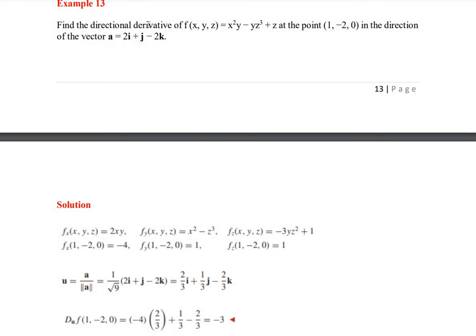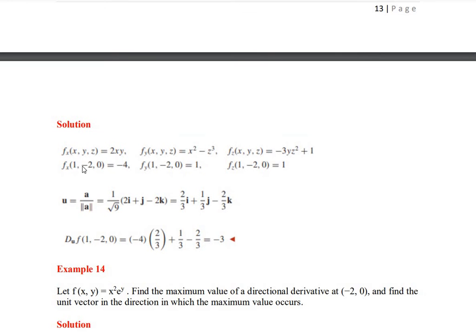Next question: find the directional derivative of f(x, y, z) = x^2 y - y z^3 + z at the point (1, -2, 0) in the direction of the vector a = 2 i cap + j cap - 2 k cap. So the solution is, find the partial derivatives with respect to x, y, z. At the point (1, -2, 0), you will get -4, 1 and 1.